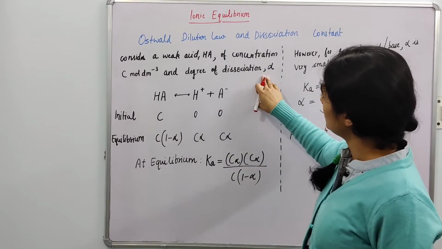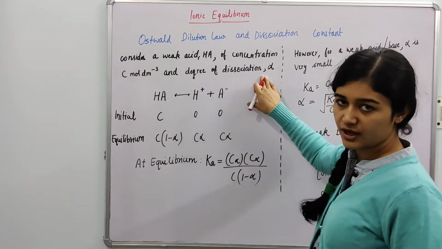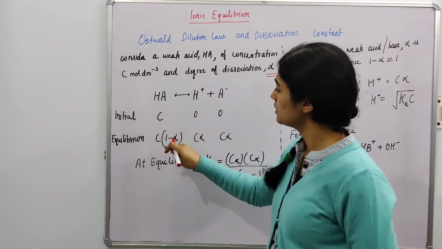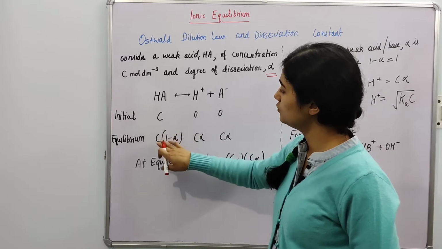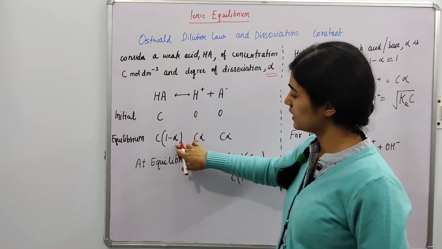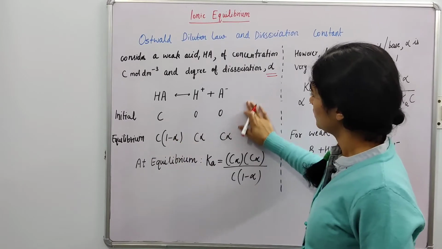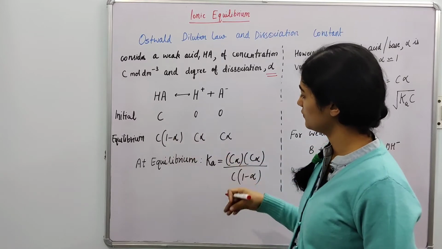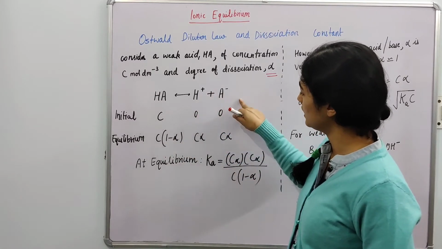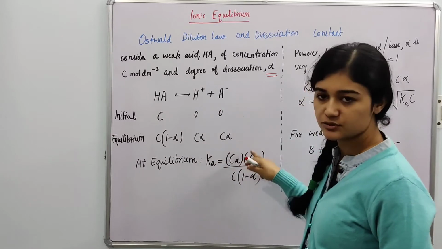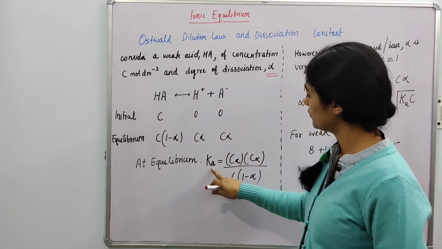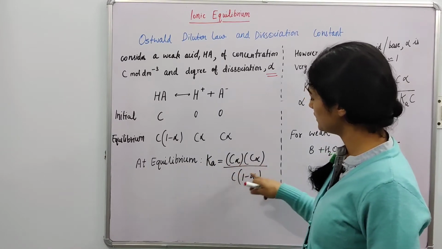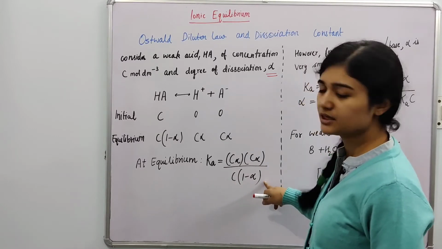And if alpha is the degree of dissociation of HA, then at equilibrium the concentration of HA changes from C to C into 1 minus alpha, and the H positive and A negative formed are C alpha respectively. Now at equilibrium, if you have to write the value of the acid dissociation constant, it becomes C alpha into C alpha divided by C into 1 minus alpha.